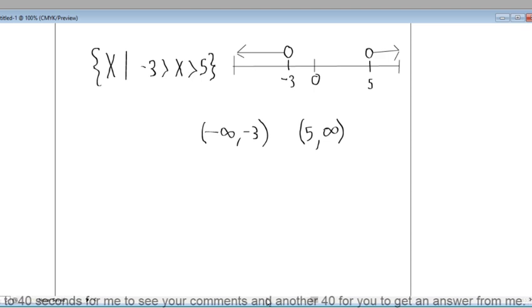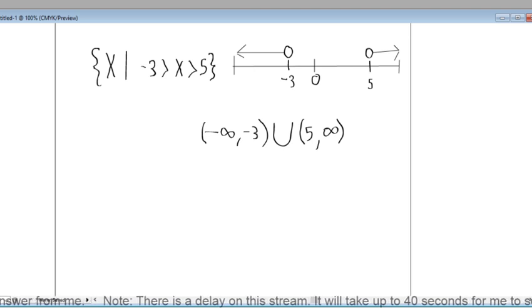But there's actually something missing here. We can't just leave it like this, because we need to show that these two lines are actually part of the same solution. And here's how we do that with a new type of operator called union. It's this really big U symbol.